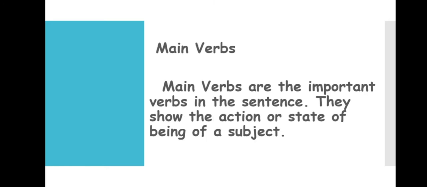Main verbs are the important verbs in the sentence. They show the action or state of being of a subject. That means in a sentence, if there is a main action done by the subject, then that verb is a main verb. Subject can be a person, an animal, or a thing. So the main actions done by the subject are main verbs.